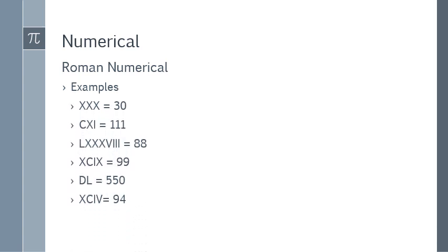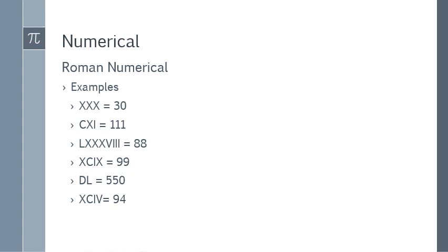The first example is XXX. Here the value of X is 10, and as the X repeats 3 times, it will be equal to 30. The next value is CXI. Here the C represents 100, X represents 10, and I represents 1. So 100 plus 10 plus 1 will be equal to 111.